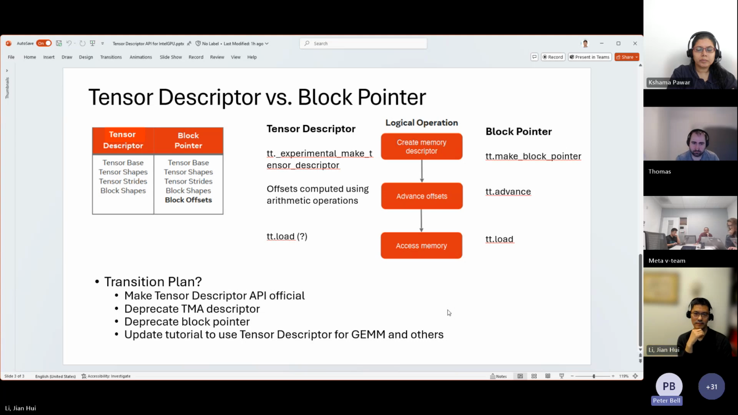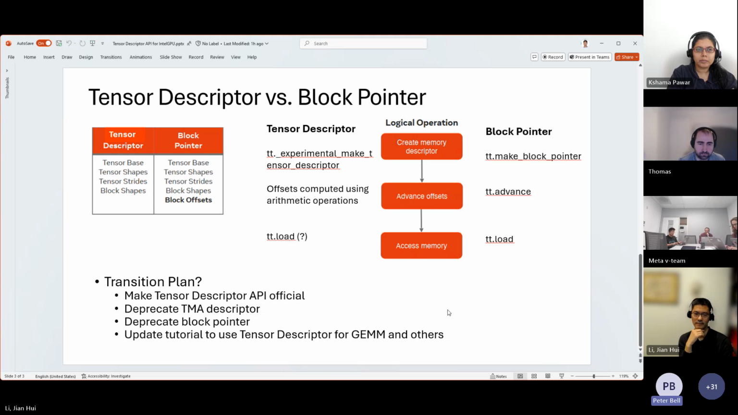Block pointers are kind of hopeless at the moment. So we're planning, once we can completely replace all the block pointers with this tensor descriptor API, to get rid of them and deprecate them. Obviously we're going to update the tutorials, but it's not really in a state where we want to publicly advertise it yet. But it is in a very similar state to how we think it should be in the end. So if you start basing some of your work on it, I think that's probably fine.